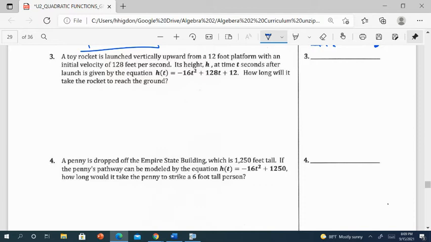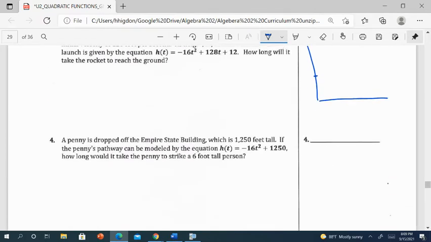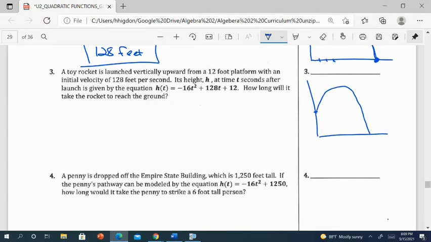So number 3 is very similar to number 2 in that the toy rocket is starting on a platform. It's being launched up, and then it's going to come back down to the ground. With an initial velocity of 128 feet per second, its height h at time t seconds after launch is given by the equation h of t is equal to negative 16t squared plus 128t plus 12. How long will it take the rocket to reach the ground? So this one's asking for this ordered pair right here. How long before it reaches the ground?